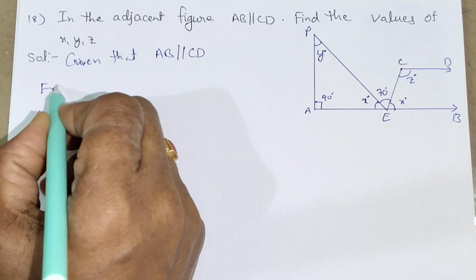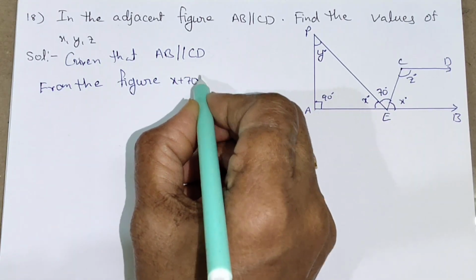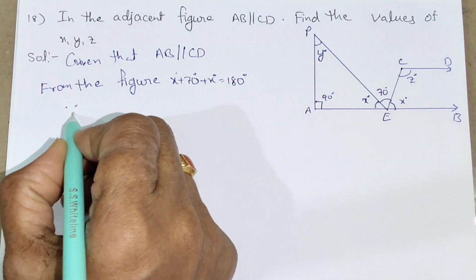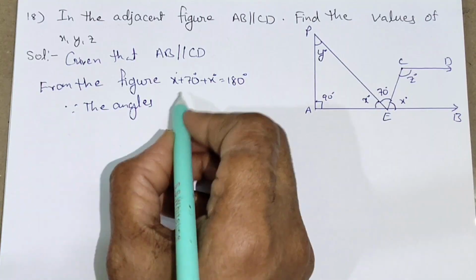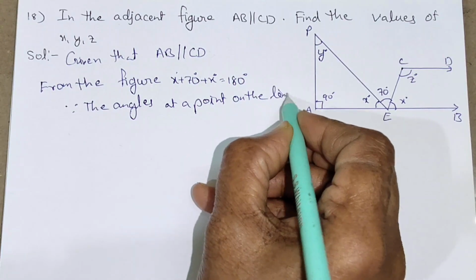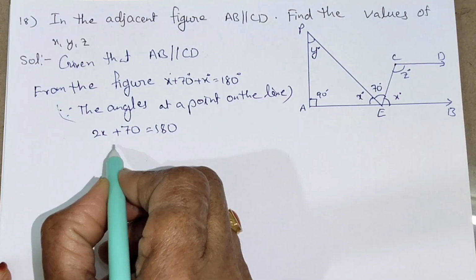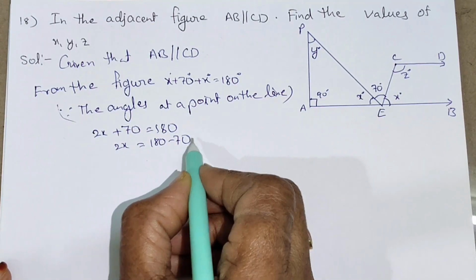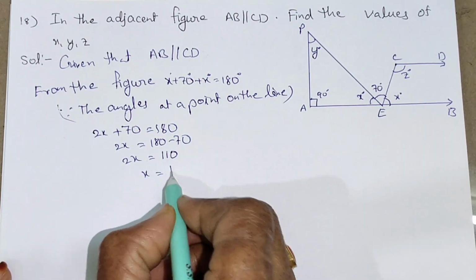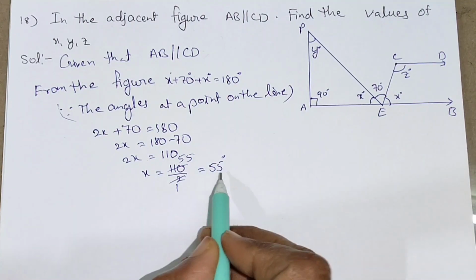From the figure, x plus 70 plus x is equal to 180 degrees. These are the angles at a point on the line. So x plus x, 2x plus 70 equal to 180. 2x is equal to 180 minus 70. Here 2x is equal to 110. So x is equal to 110 by 2, which is 55 degrees. So x equal to 55.